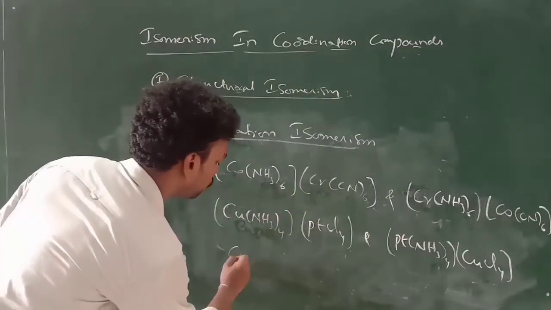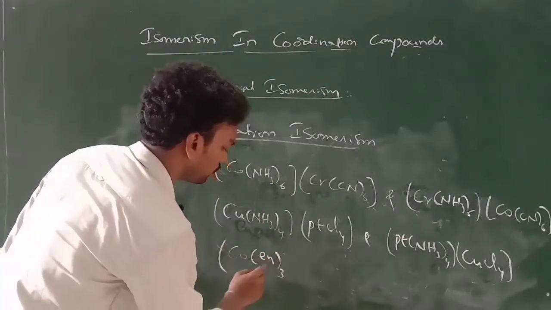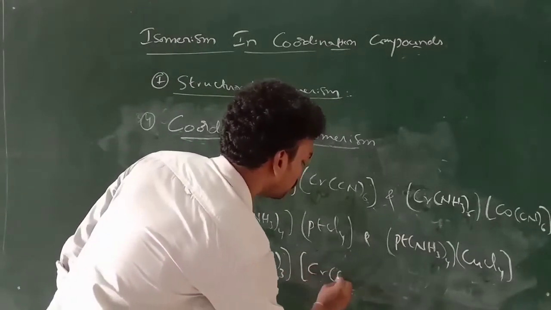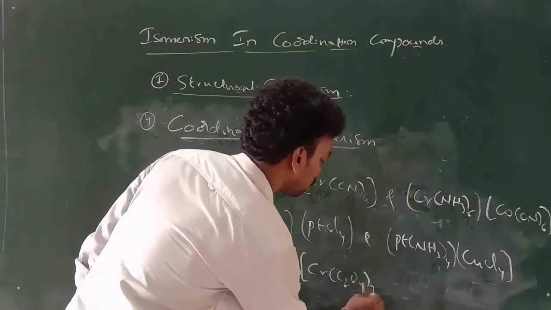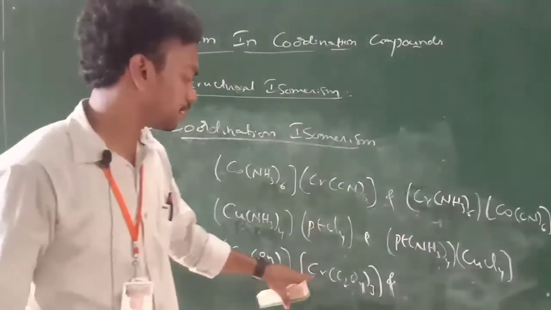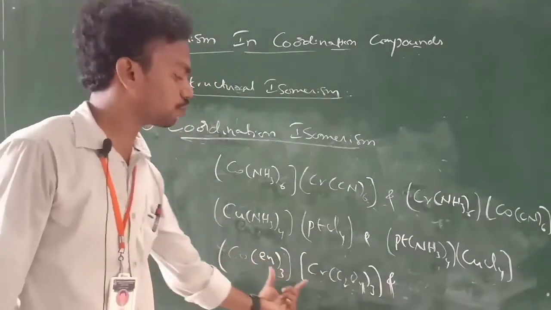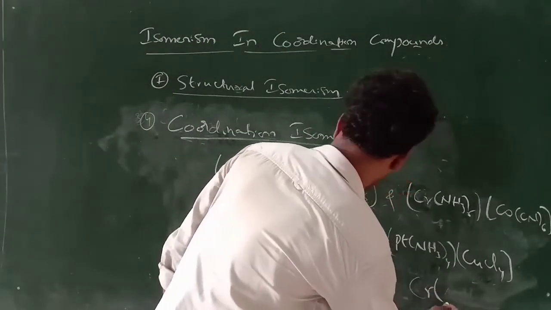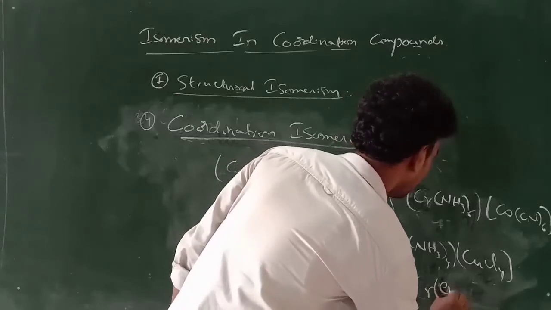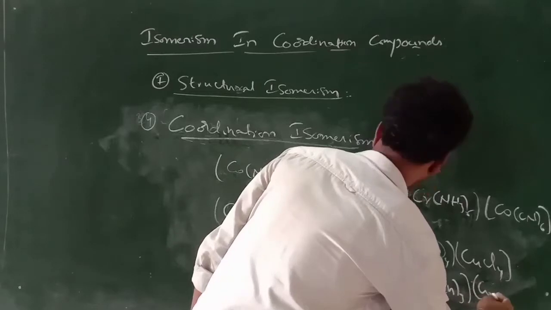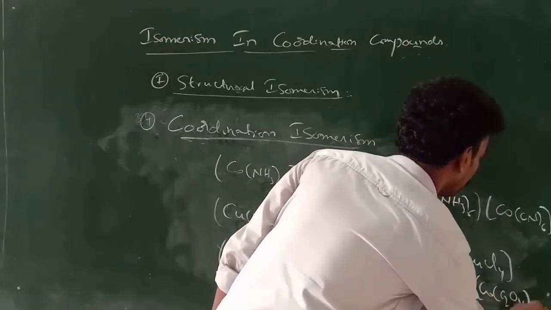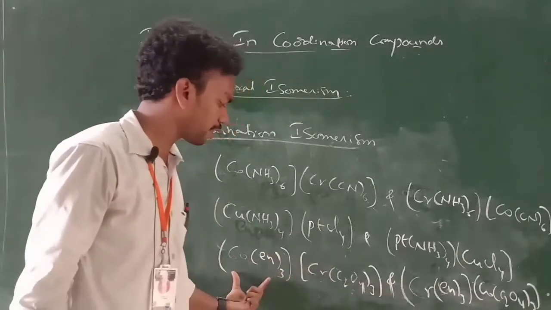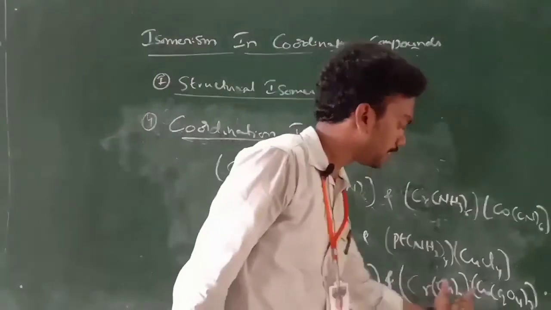Let us say [Co(en)3][Cr(C2O4)3]. So what is the coordination isomer for this complex? Simply interchange the ligands: [Cr(en)3][Co(C2O4)3]. So [Co(en)3][Cr(C2O4)3]. Here this is the cation complex, here this is the anionic complex. Here it is the cation complex, here it is the anionic complex, right?